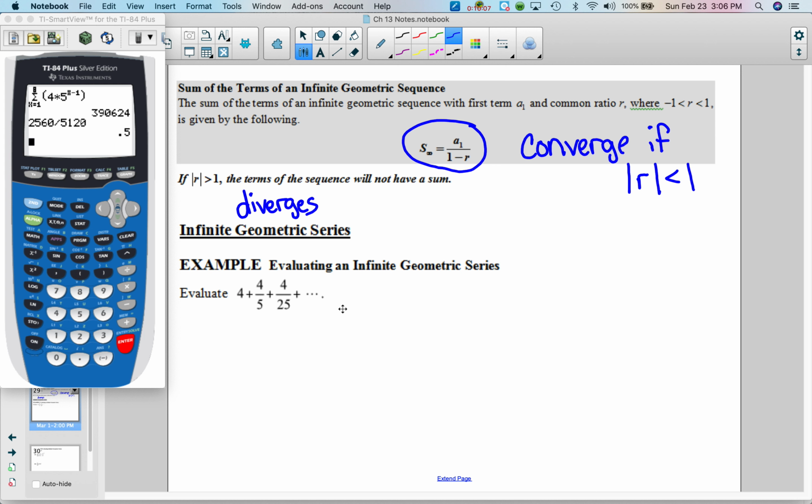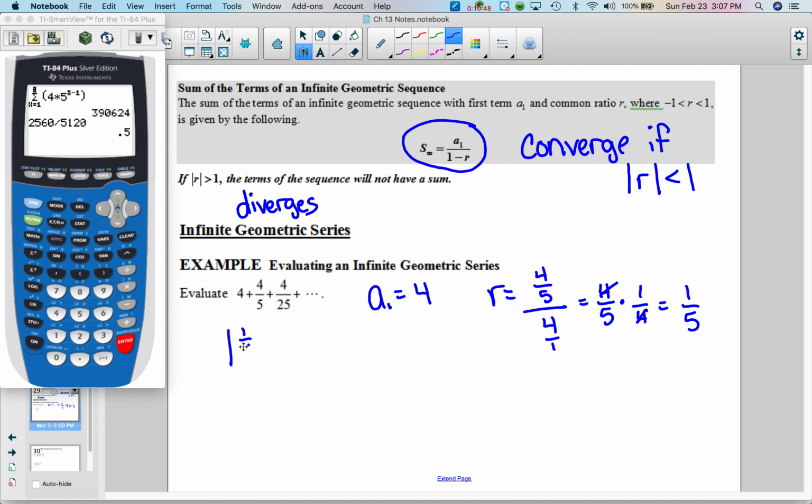So the first thing that I'm going to do on that one is, well, we can see that a sub 1 is 4, and then we need to find the value of r. So to find r, I'm going to take the second term of the sequence divided by the first. So remember, that becomes 4/5. Dividing by 4 over 1 is the same as multiplying by 1/4. So we get 1/5.